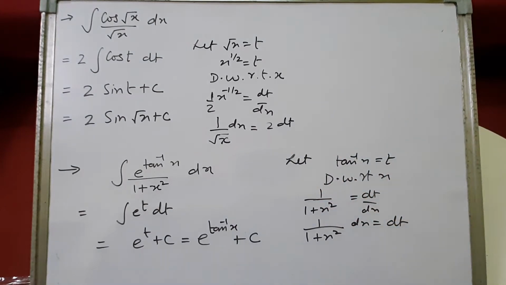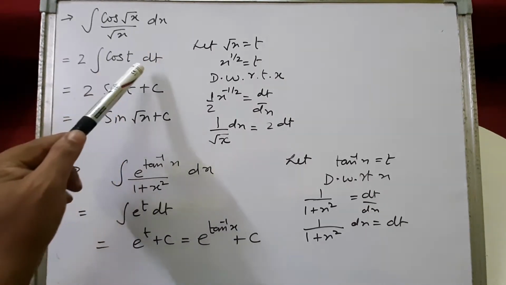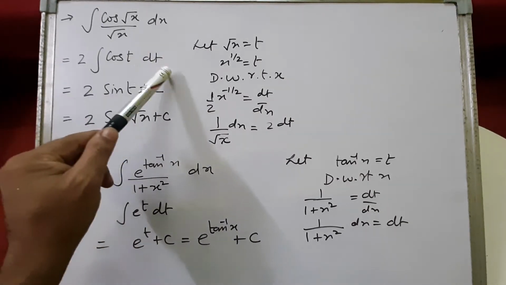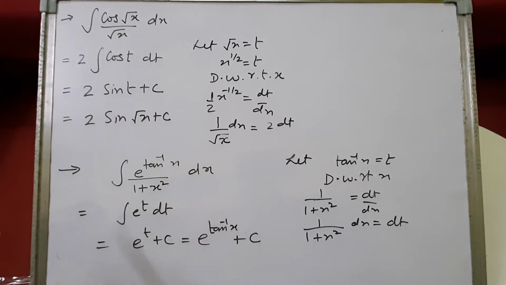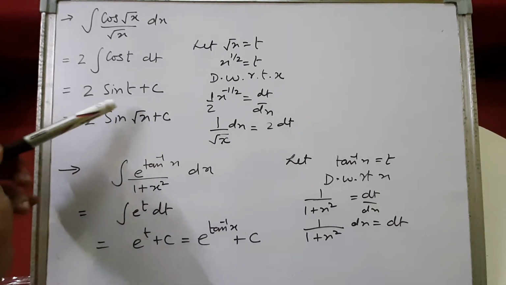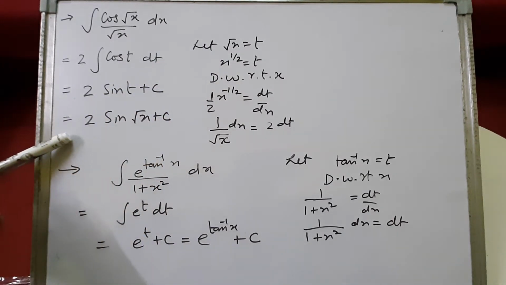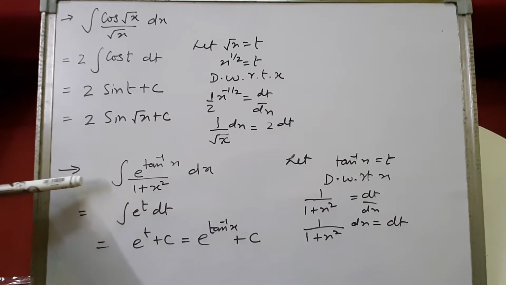So here you can see that it is written 1 upon root x dx. So in place of 1 upon root x dx, we can put 2 dt, 2 is a constant, will come out and it will become cos t. Right. So integration of cos t with respect to t will be sin t. So it will become 2 sin t plus c. On substituting the value of t that we have assumed as root x, we'll get 2 sin root x plus c. Alright children. See another sum.